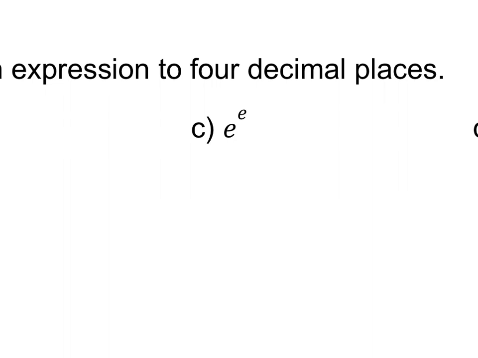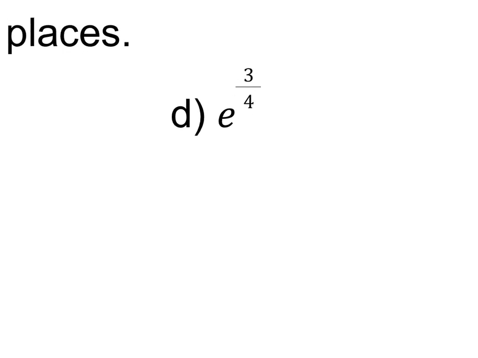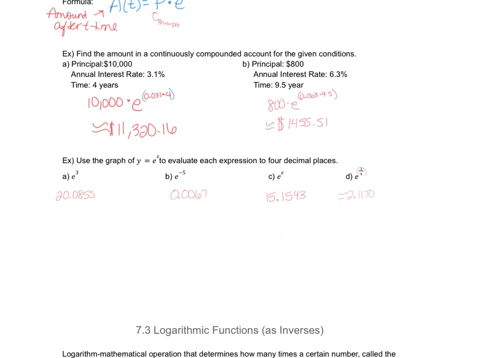e to the e. How weird is this? You can do that. It's legal. It'll be 15.1543. And then the last one, e to the 3/4. You can either type it in as 0.75 or as a fraction. You might need parentheses around that one, so be careful. It gives you 2.1170 approximately. I should put approximate signs on all of those.